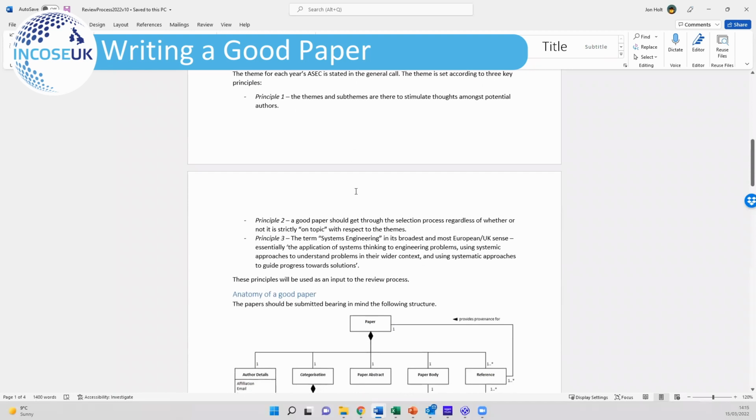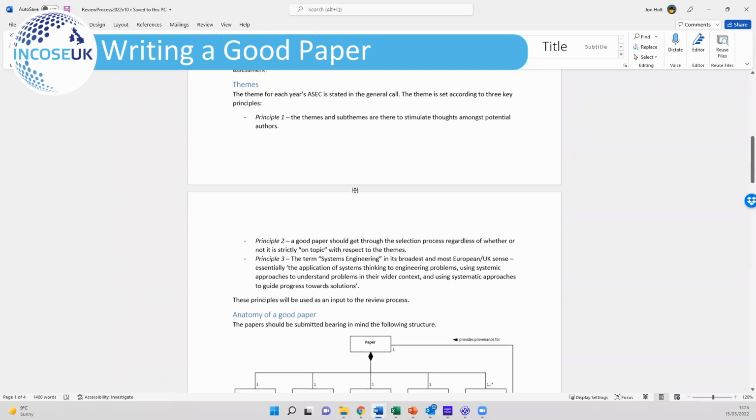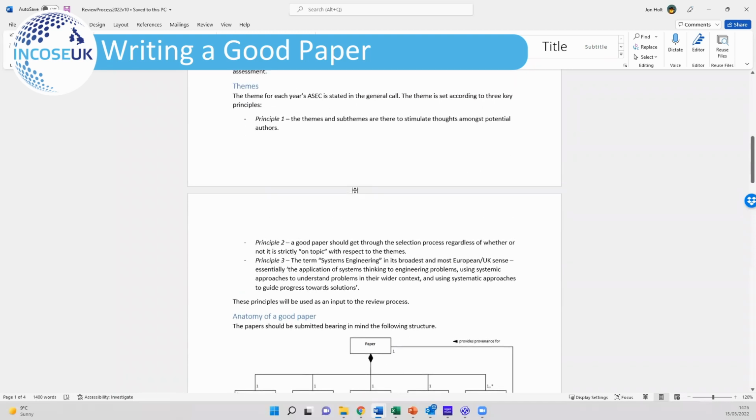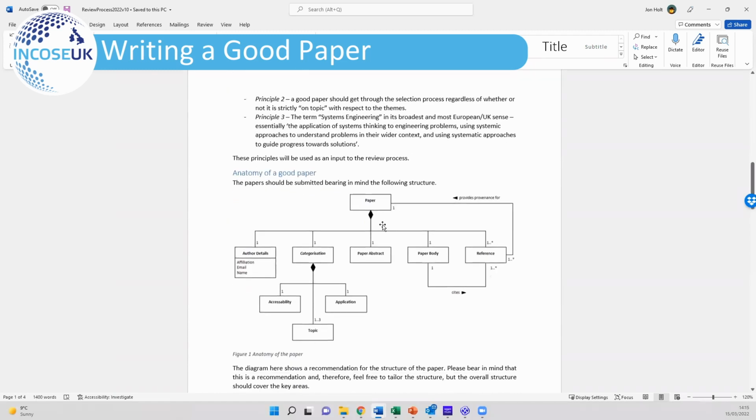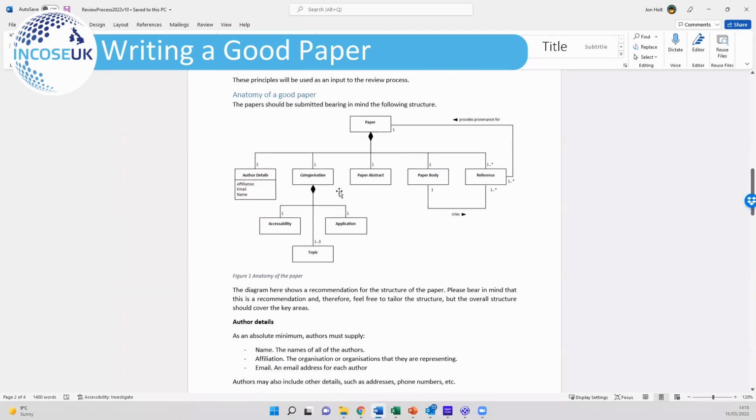We have a theme each year, and it's important. This theme is important because it gives us something to hang the conference around. The papers don't have to fit the theme exactly, but it is recommended that you try to. But we're not going to rule you out because you haven't fit the theme exactly, and that's quite important. When it comes to the paper itself, this is what we refer to as the anatomy of a good paper. So this is what we're getting the reviewers to look at.